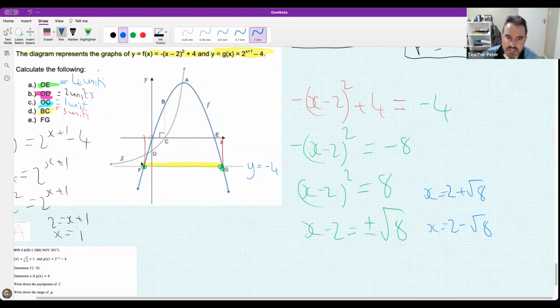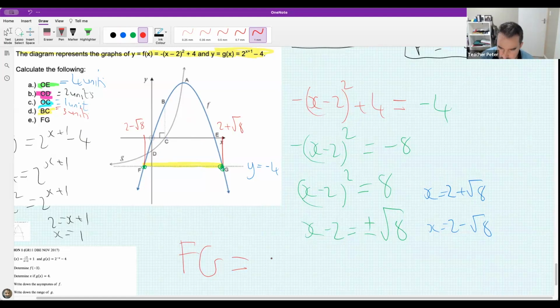So I basically said, where is this straight line going to meet this blue graph? And I've got these two answers. The one is going to be this one over here. The x is going to be 2 plus root 8. And then over here, I'm going to get 2 minus root 8. Can you guys and girls find me what FG is going to be? What is the distance FG or GF going to be?